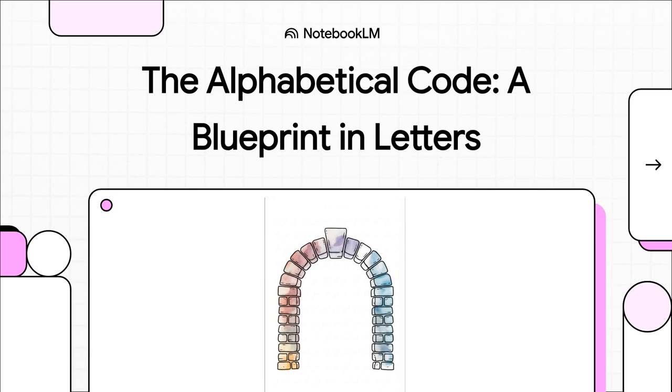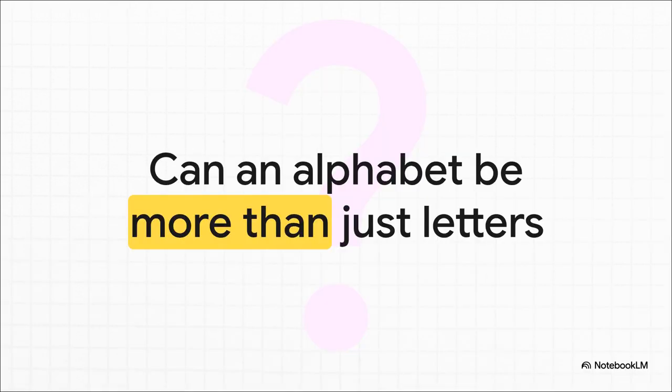We're talking about the alphabet, but not as a simple tool for writing. What if it's actually a blueprint, a guide to meaning itself? I mean, think about it. We use letters every single day to build words, but we almost never stop to think about their order. Why A, then B, then C? What if that sequence isn't just some random historical accident? What if it's a deliberate, hidden structure?